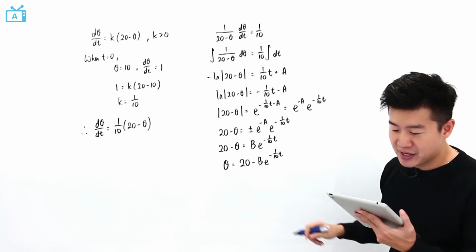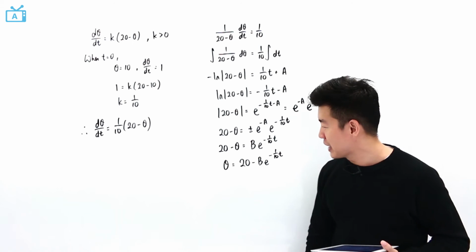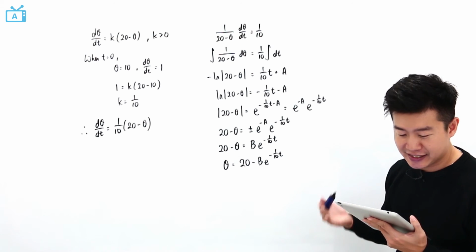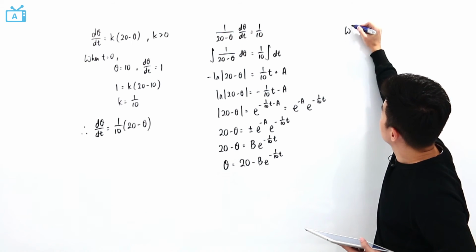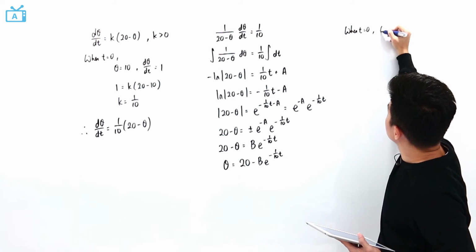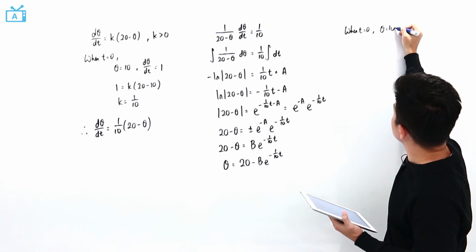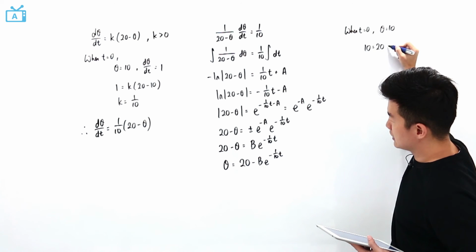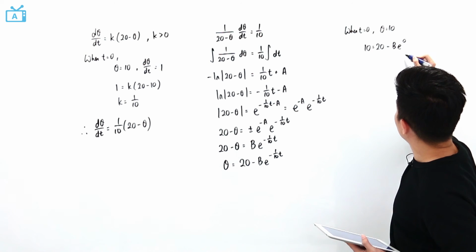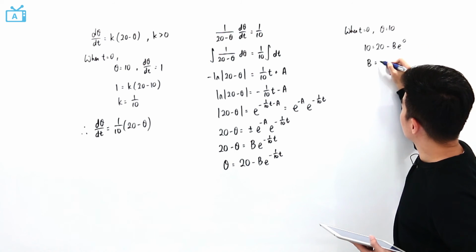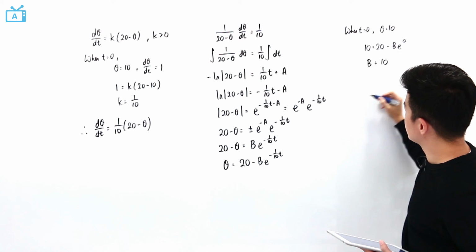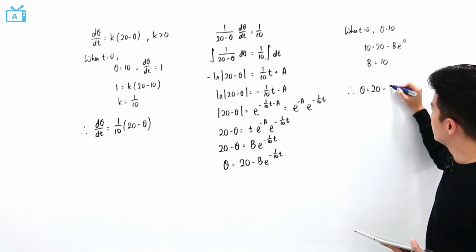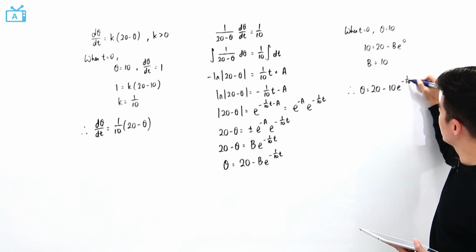We just need to solve for b, probably showing that b is equal to 10. And to solve for b, I'm going to make use of the initial condition again. Initially, the temperature of the liquid is 10 degrees Celsius. That means when t is equal to 0, theta is equal to 10 degrees Celsius. If I were to substitute it into here, that means 10 is equal to 20 minus b e to the power of 0, which is 1. So b over here is going to be equal to 20 minus 10, it is 10. That is why theta is equal to 20 minus 10 e to the power of minus 1 over 10 t.